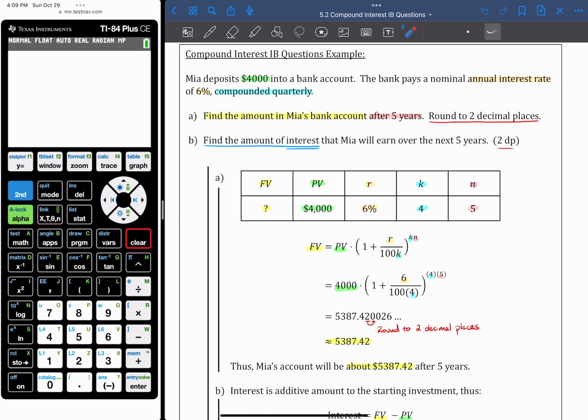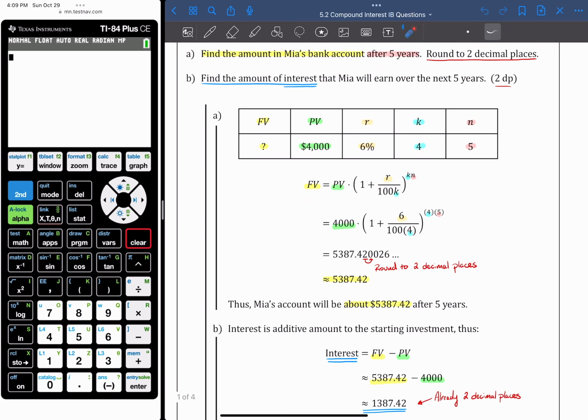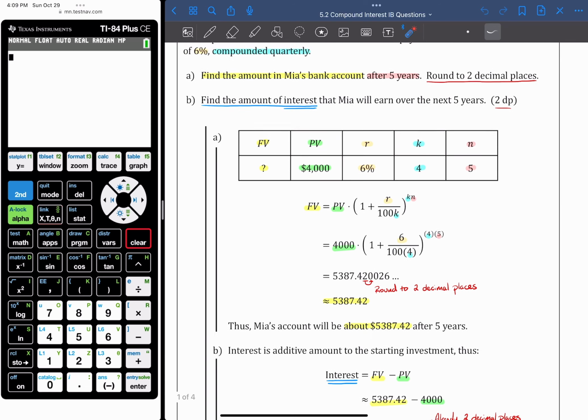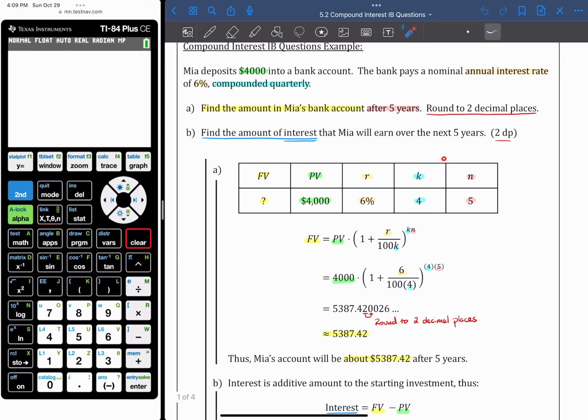So I like to make this table whenever I'm dealing with compound interest, compound depreciation, and when we go further on financial math. It's just a way to organize my thoughts and the variables. We're looking for the final value after 5 years, where she initially put in $4,000 with the annual interest rate of 6%. Again, that comes from the problem right here. And we know that K is 4 because it's compounded quarterly.